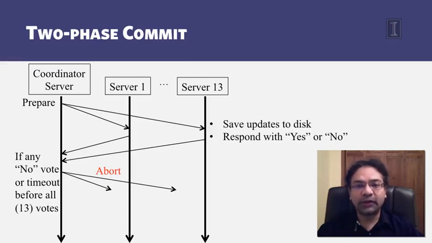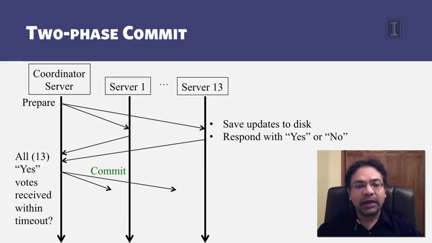Okay, so once again, in summary, if the coordinator server receives at least one no vote, or it does not receive all the, in this case 13 votes within the timeout, it will send an abort message. However, if it receives all the 13 votes within the timeout, it then sends out a commit message, knowing that everything has gone right on the server side, and they have saved their updates to the log on disk.